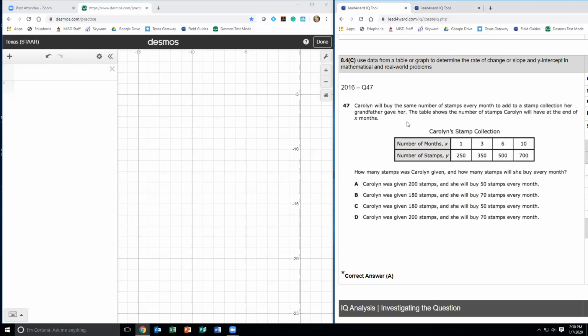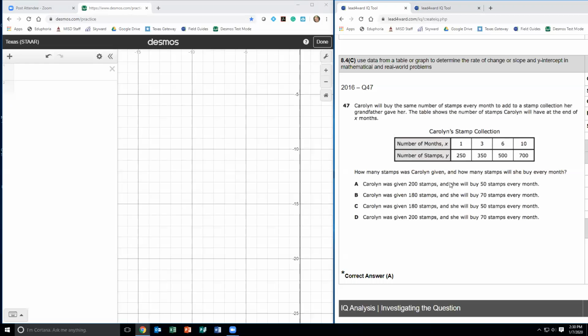So for example, on this question right here, Carolyn will buy the same number of stamps every month to add to a stamp collection her grandfather gave her. The table shows the number of stamps Carolyn will have at the end of X months. So here's the table, and then the question is, how many stamps was Carolyn given, and how many stamps will she buy every month? So we understand in this that what we're looking for is the slope and the y-intercept. We can have that conversation with kids. What does slope mean? What does y-intercept mean?